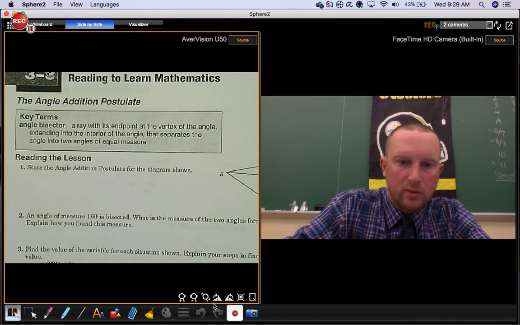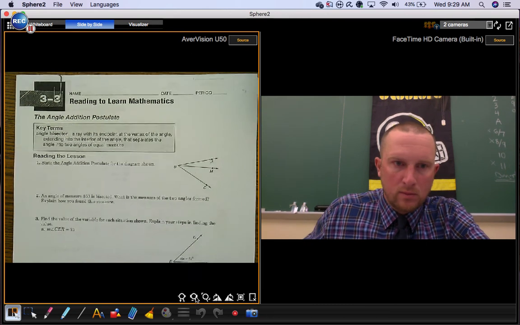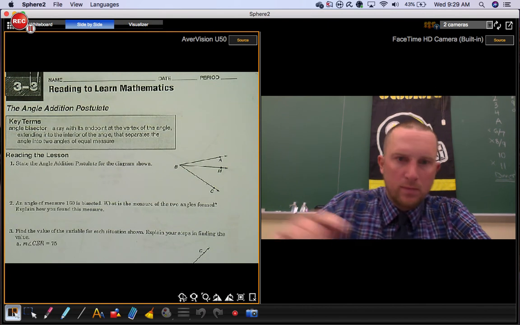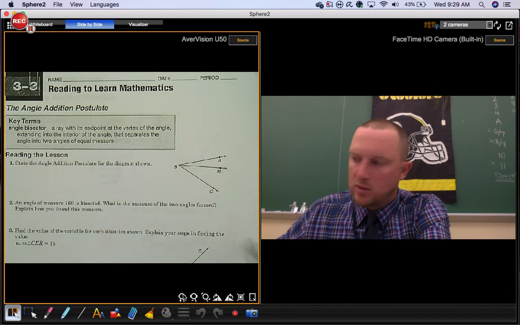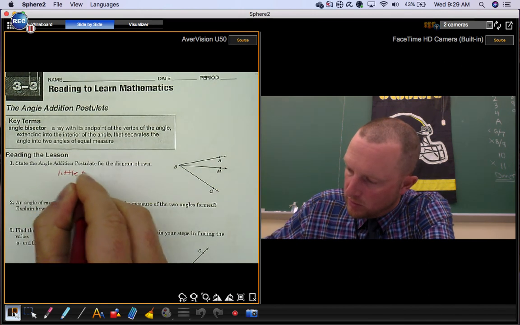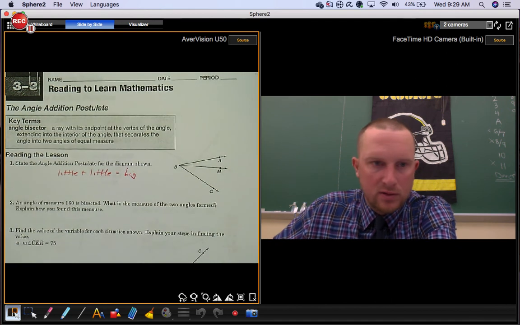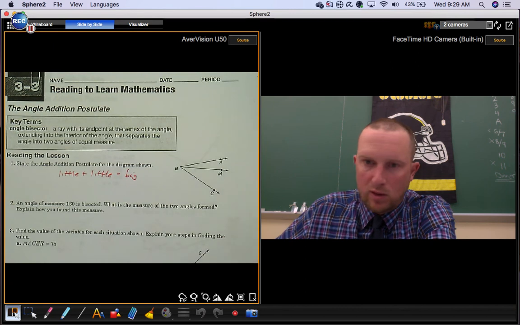Let me back this up a little bit. We have two little angles and they make a big angle. That's your angle addition postulate. So if that helps you, you can write that down first. But they want you to be specific. What are the little angles?